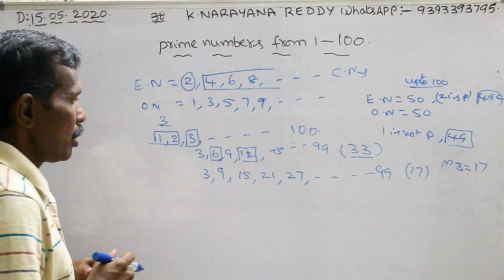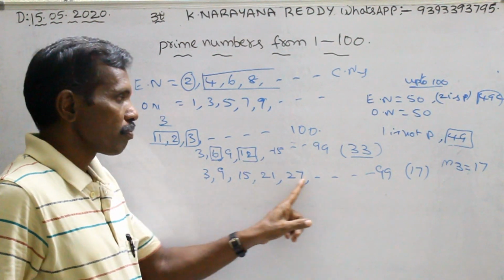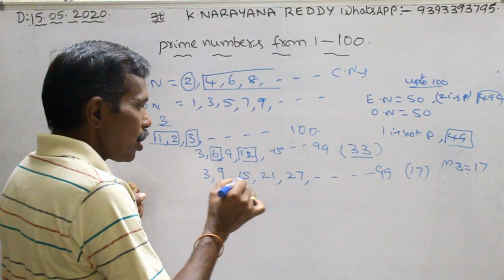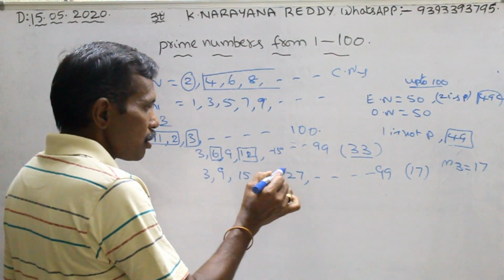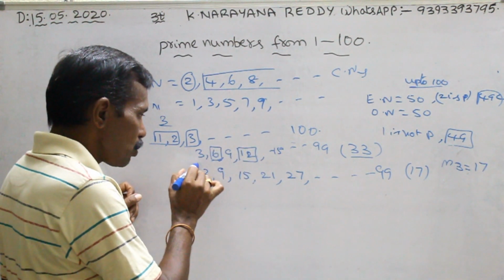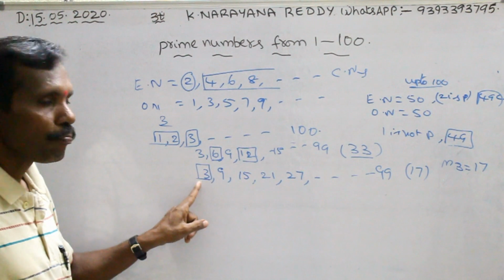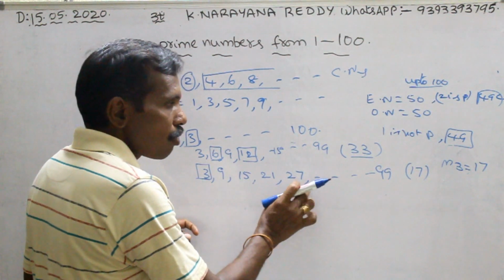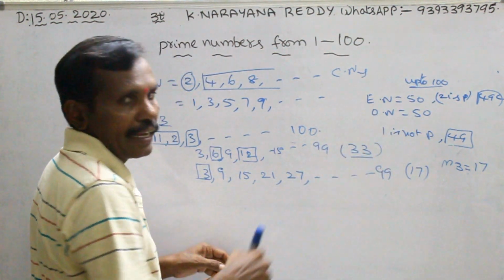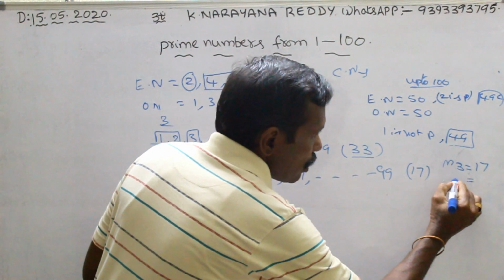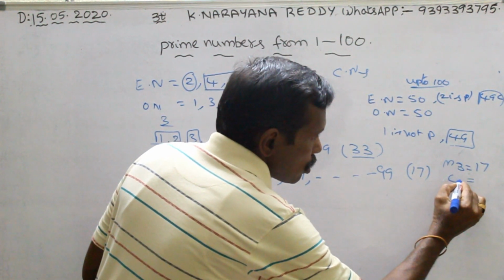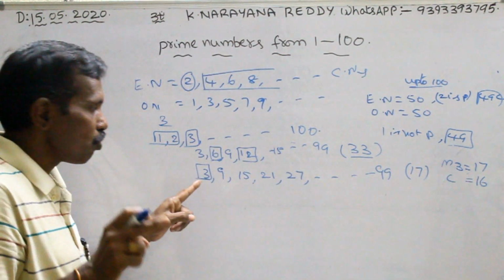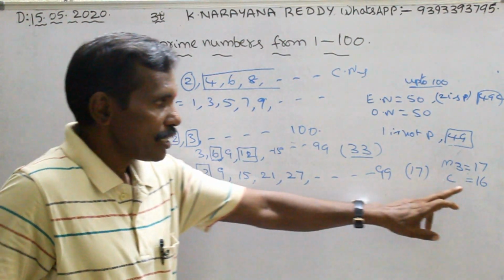Please observe, these are all multiples of 3, which are not primes, which are composite, but 3 is the only prime. Please observe here, these are all composite. So among the 17, how many are composite? 16 are composite. The remaining one, 3, is prime. Okay, now 16 is composite.